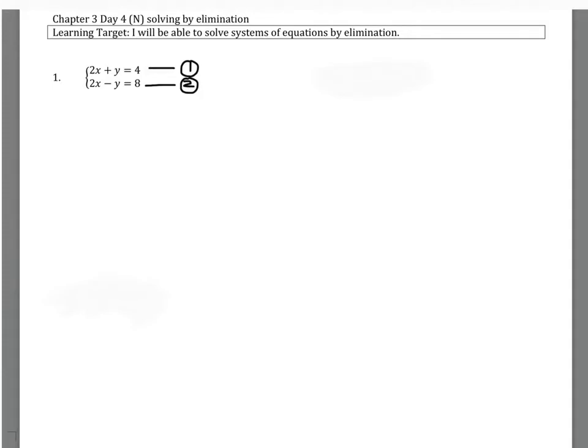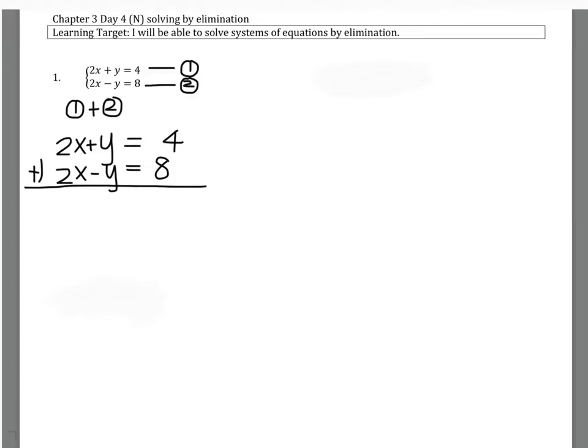I noticed that the coefficient for y in equation 1 is 1 times y. In the second equation it is negative 1 times y. So if I add these two equations together, what happens? When you add, think about the equal sign between. I add the right hand side with the right hand side, and the left hand side with the left hand side. I'm going to add them together.